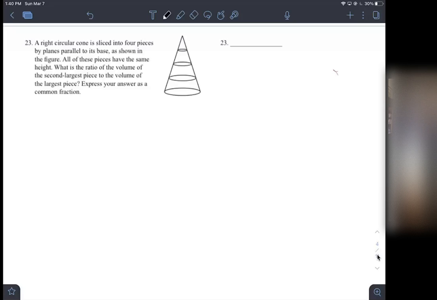And here's the next one. So a right circular cone is sliced into 4 pieces by planes parallel to its base as shown in the figure. All of these pieces have the same height. What is the ratio of the volume of the second largest piece to the volume of the largest piece? Express your answer as a common fraction.